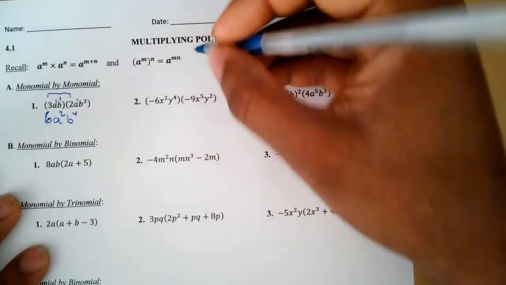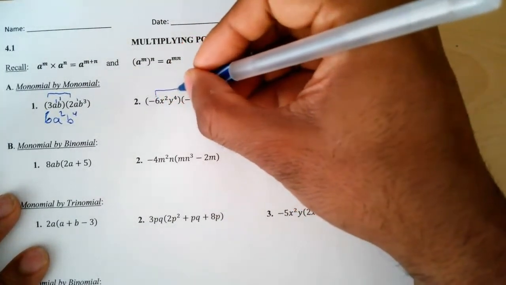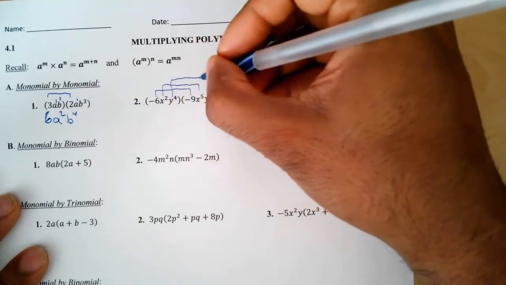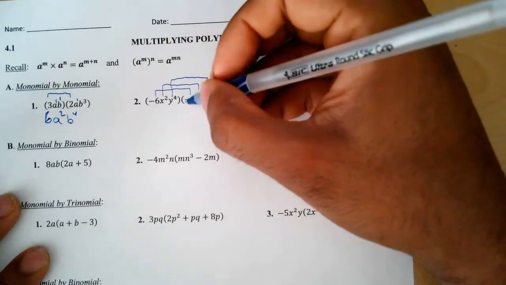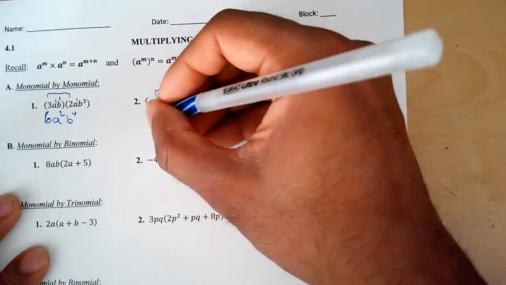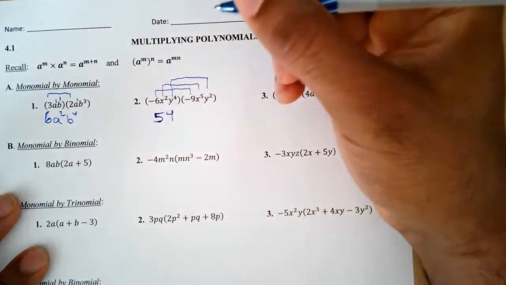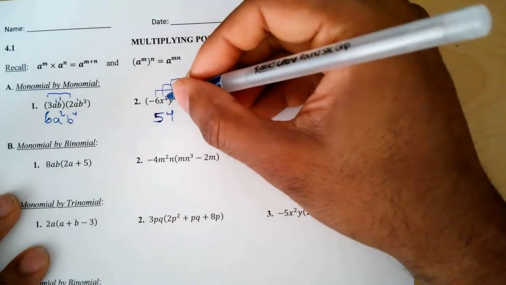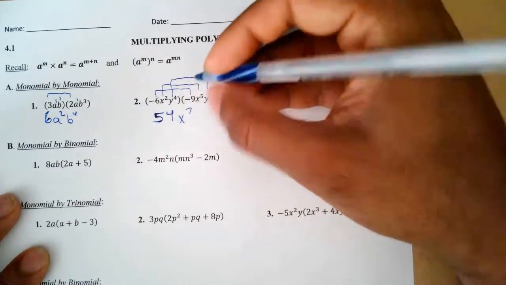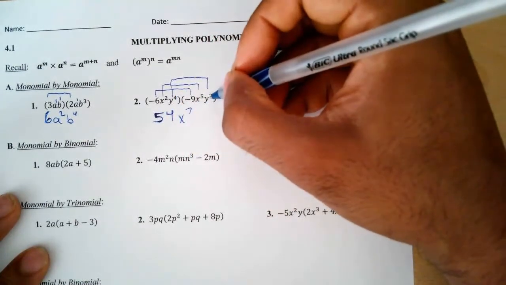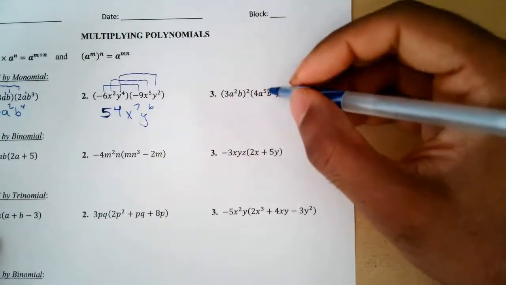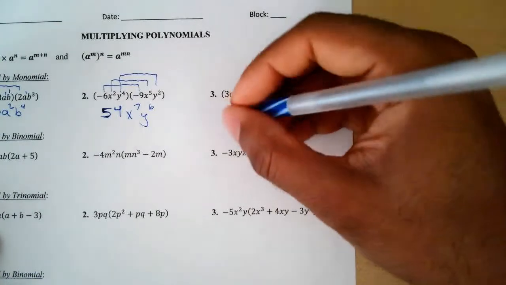Okay, let's try that again. Multiply the coefficients together, the x's will go together, and the y's will go together, right? So negative 6 times negative 9 will give us 54. Then you've got x squared and x to the power of 5, so 5 plus 2 is x to the 7. And then y is 4 and y is 2, so 2 plus 4 is 6, y to the 6.